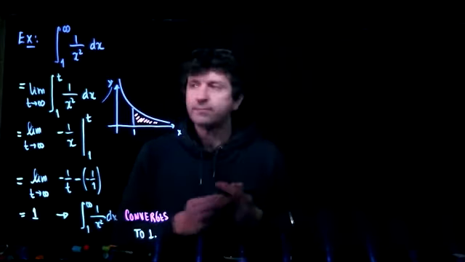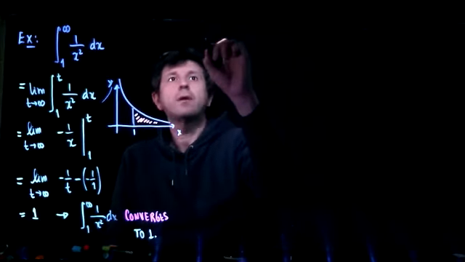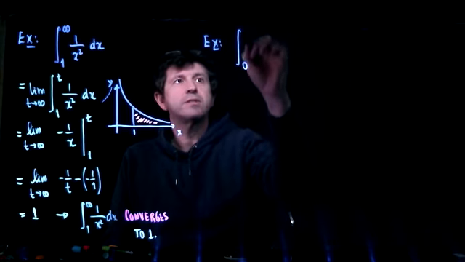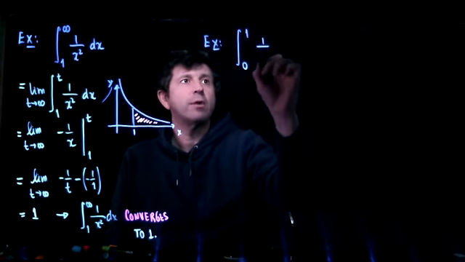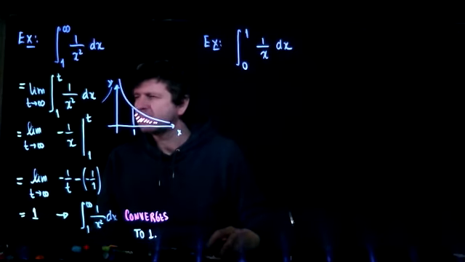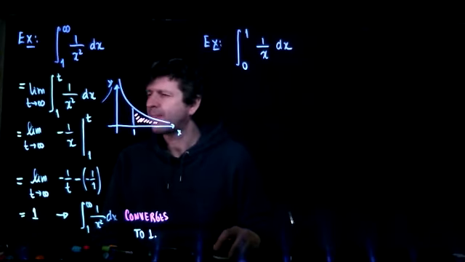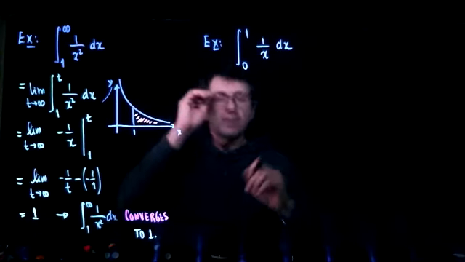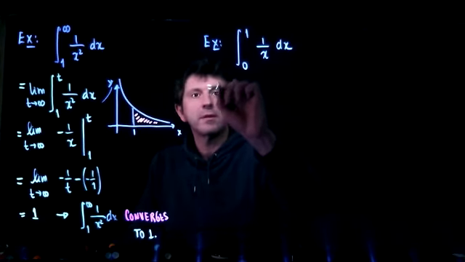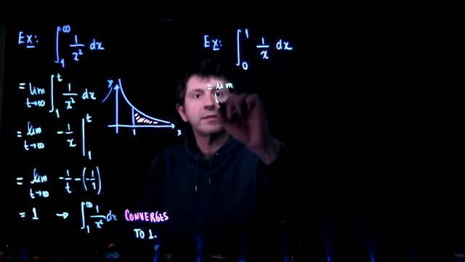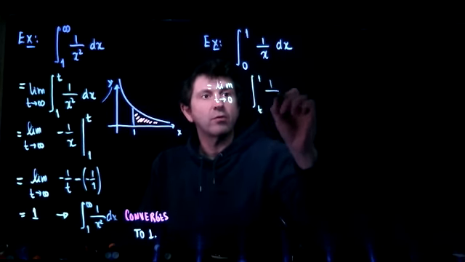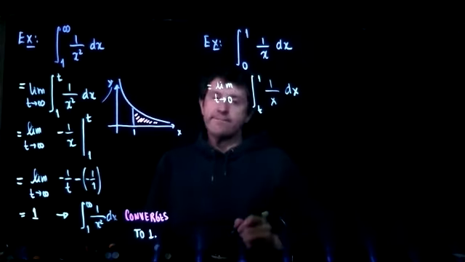Okay, let's try another one. So the integral from 0 to 1 of 1 over x dx. So of course the problem is at 0, so I'm going to write equals limit as t approaches 0 of the integral from t to 1 of 1 over x dx. That's what you did?